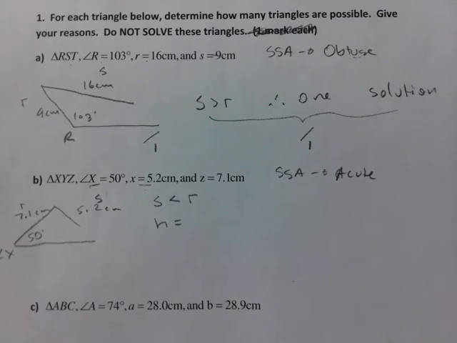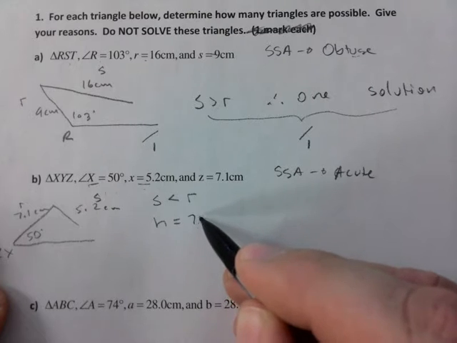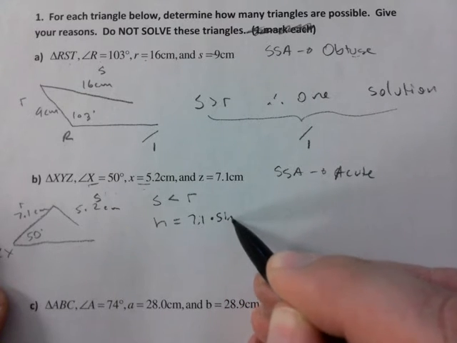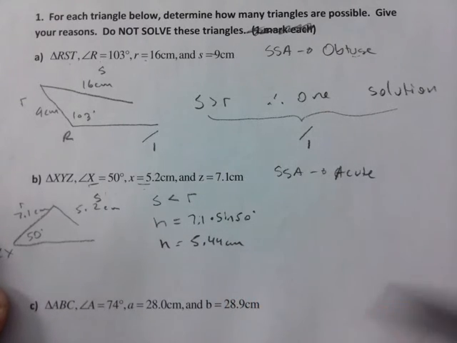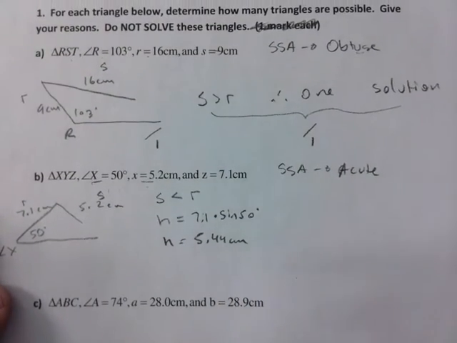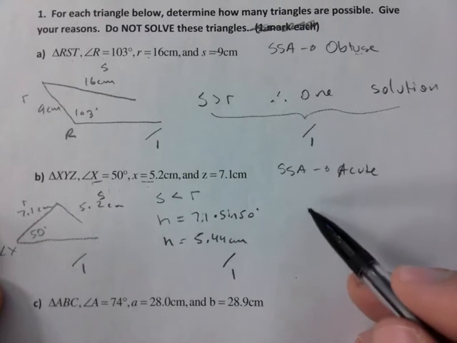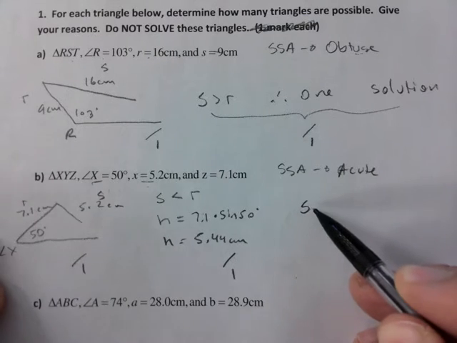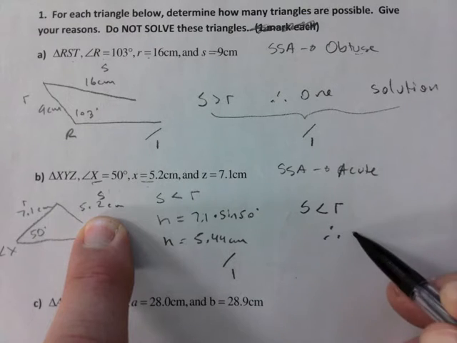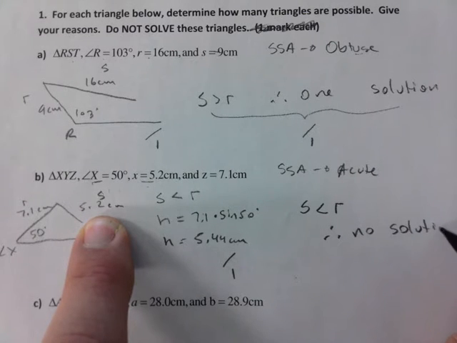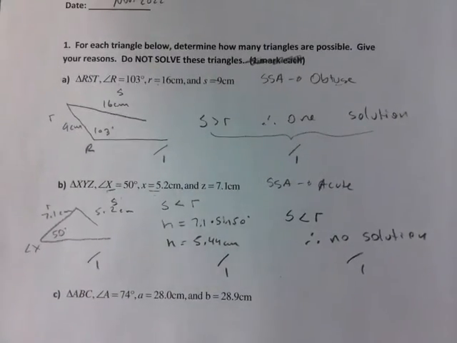I can just give you that. 7.1 times sine of 50, right? 7.1 times sine of 50. And so the height is 5.44 centimeters. So I think in this case, I would give you 1 mark for the diagram, 1 mark for going through these steps. And then the last mark would be like, hey, string is shorter than the rod, therefore no solution. Okay, that's going to be your last third mark there for that step.